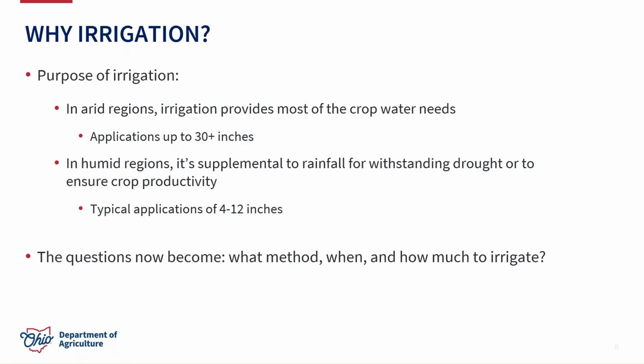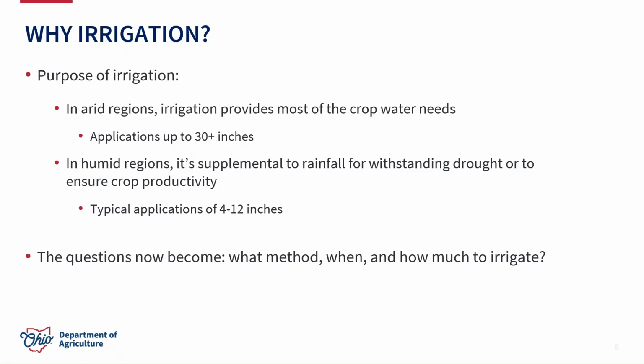So in these situations, irrigation can be applying up to 30 inches of water or more per year per growing season. Where in humid regions, where you're looking more into how irrigation is used throughout Ohio, it's a supplemental to the rainfall, so you're able to withstand drought or dry periods and ensure that the crop being planted is productive and producing the greatest yield possible on the land.